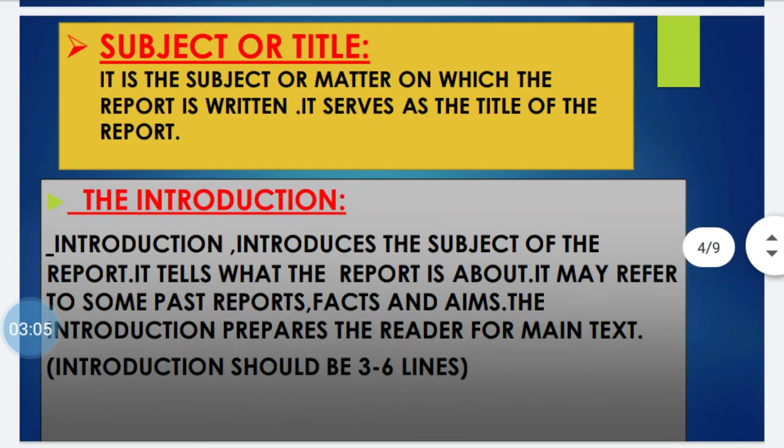The next one, subject or title. As I told you, subject is very important to write in report writing in one single line. The subject, or the matter on which the report is written, is known as the title or the subject. Moreover, it serves as the title of the report also. So just write it in one single point.